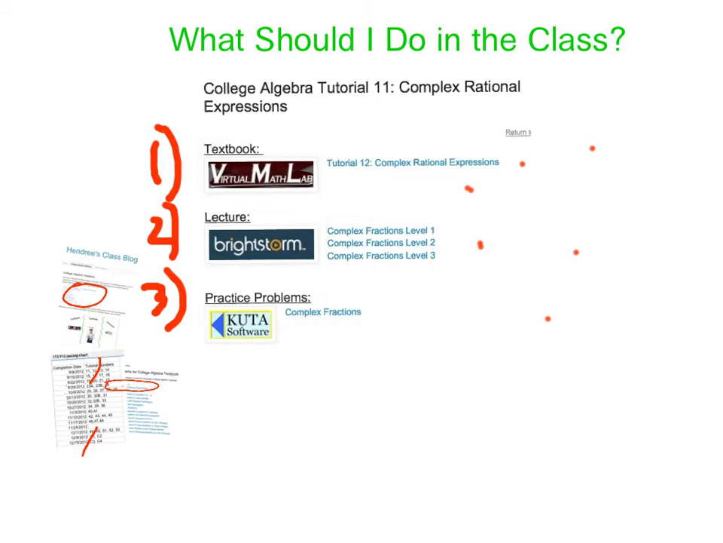And I know what a lot of people like doing is just jumping to the practice problems first. Because sometimes they remember how to do a particular skill, and then if they get stuck on the practice problems, they jump back to either the lecture or the textbook. So like I said, you've got a lot of choice in how you approach this, but the classic way to do it is textbook, lecture, practice problems. So I hope that helps.